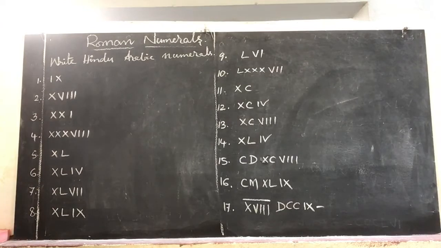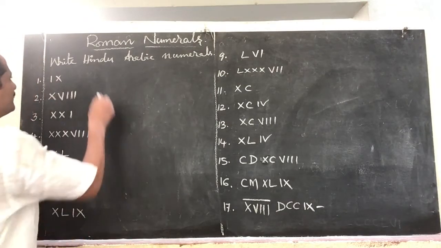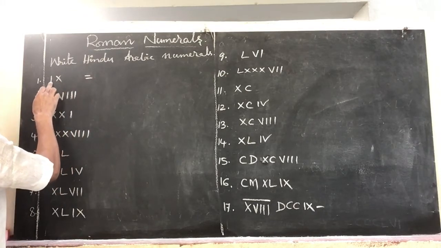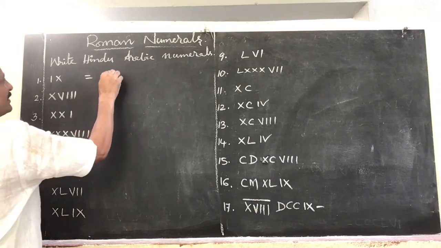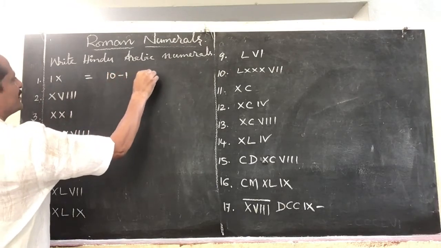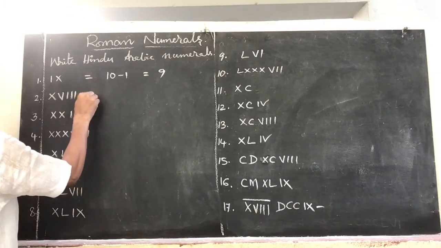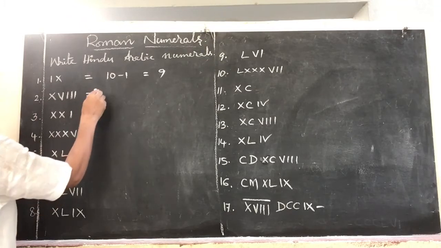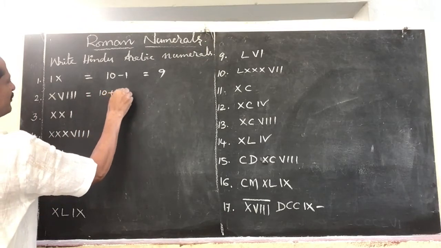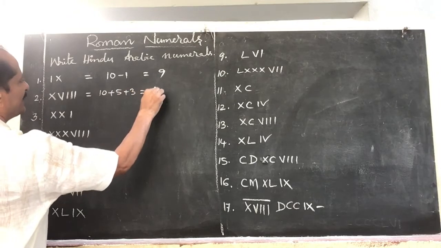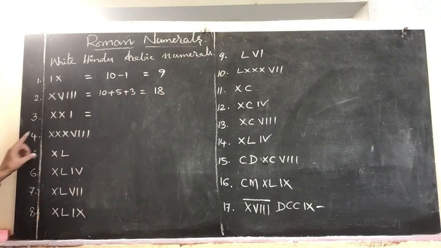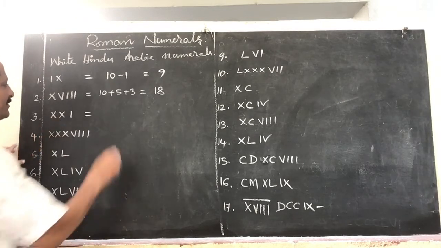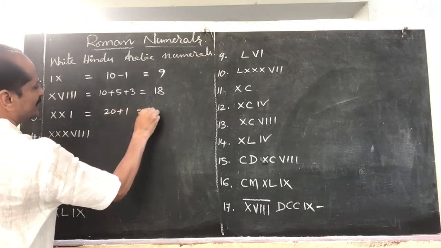Now here again, same as before. You know that this is 10 minus 1. The smaller symbol is written on the left side of a greater symbol. So 10 minus 1 is equal to 9. Now here also you check carefully. All the smaller symbols are on the right side only, so they are to be added: 10 plus 5 plus 3. That is equal to 8 plus 10, 18. Here also all the smaller symbols are on the right side only. It is repeated twice: 10 plus 10, 20, plus 1, 21.